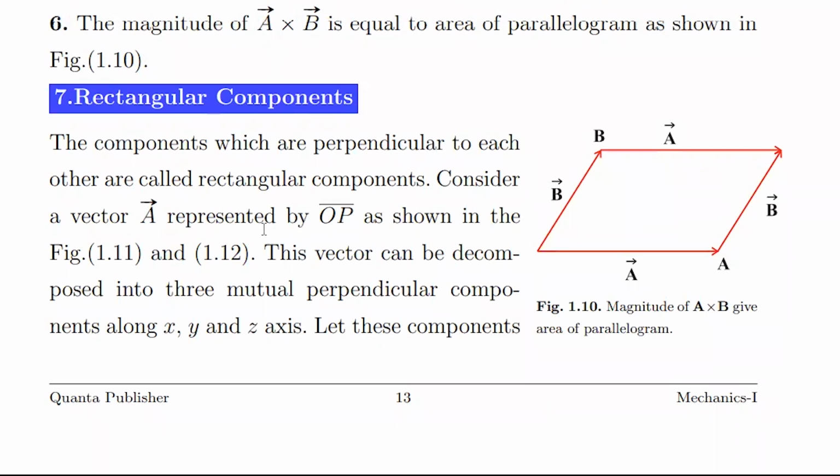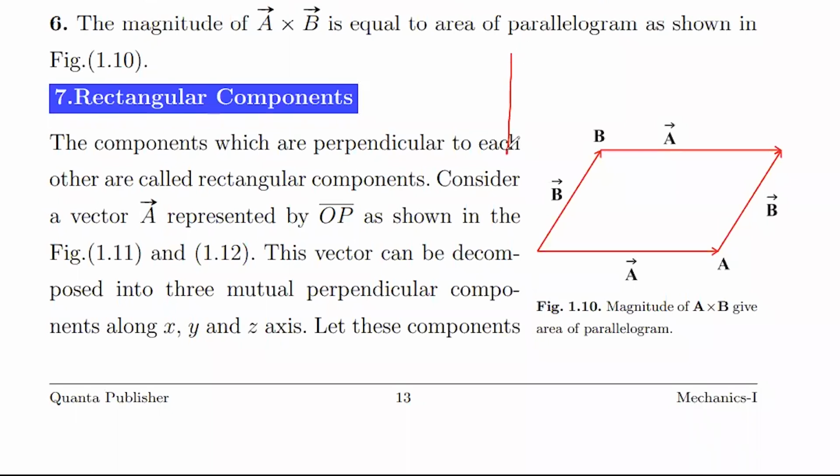Today, our topic is about the rectangular components. Last time we studied about a product of vectors, addition of vectors, subtraction of vectors, unit vectors, and so on. Now, today, we will discuss the rectangular components. First of all, we will define the rectangular components.